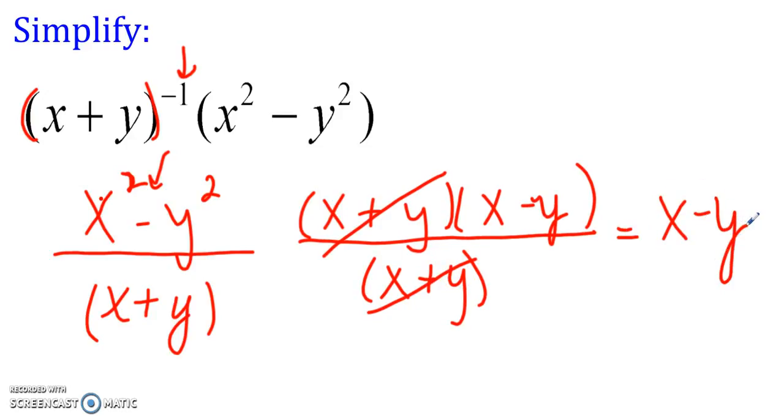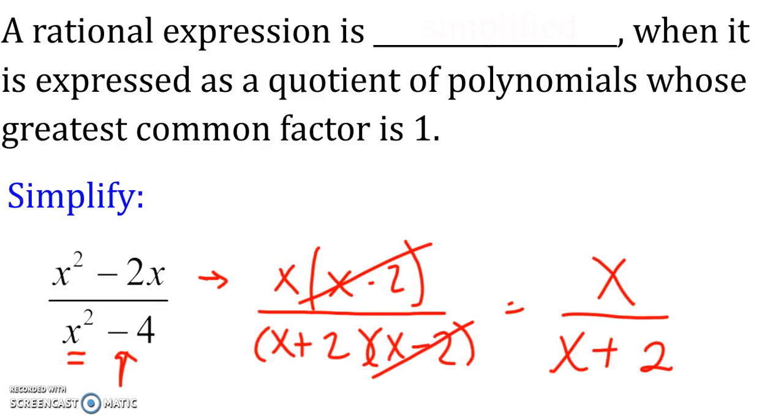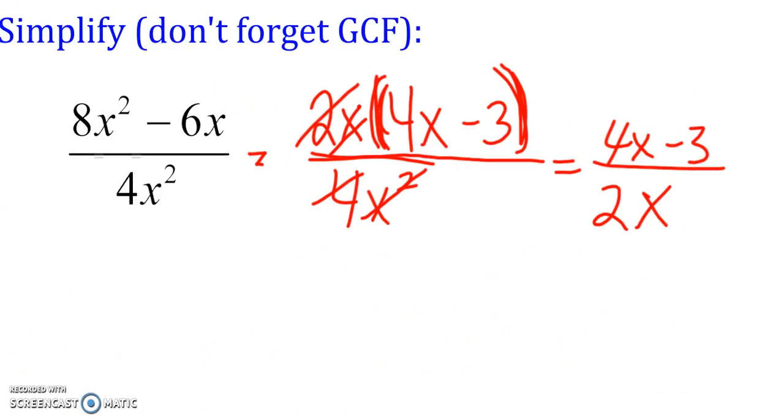We're going to practice these for sure, but I want you to realize this is simply just factoring top, factoring bottom, seeing what can cancel, therefore leaving me with the greatest common factor of 1. Okay? Thanks.